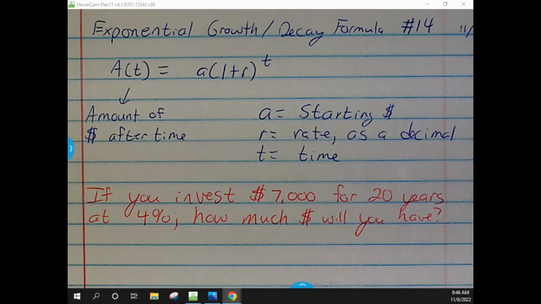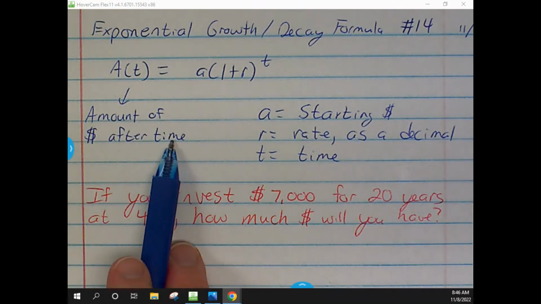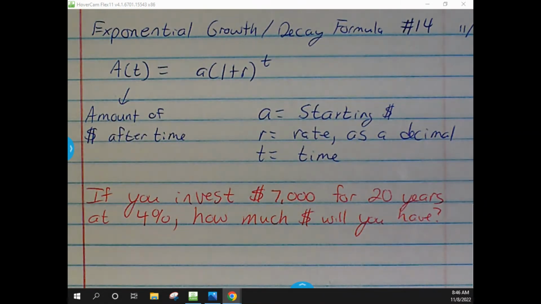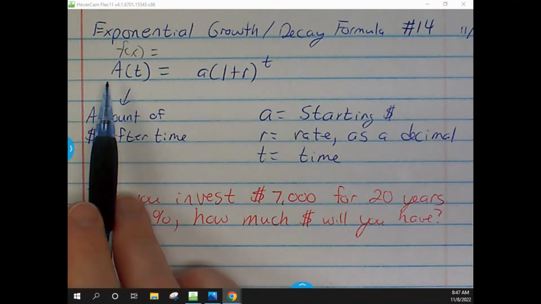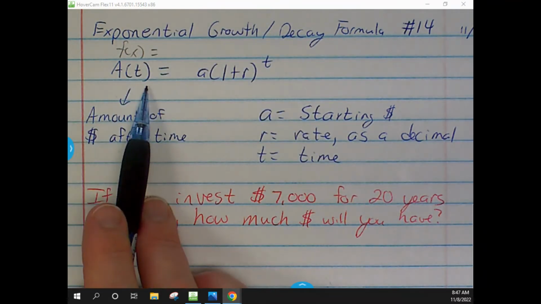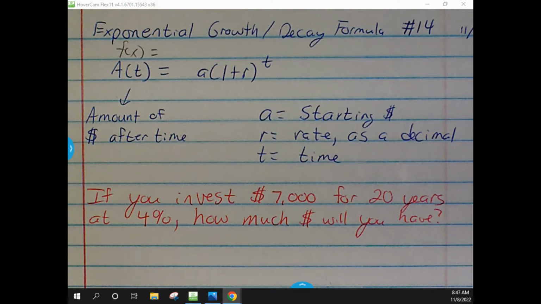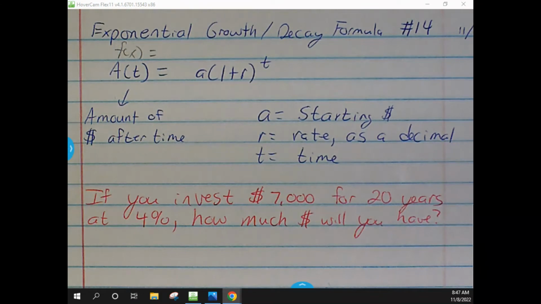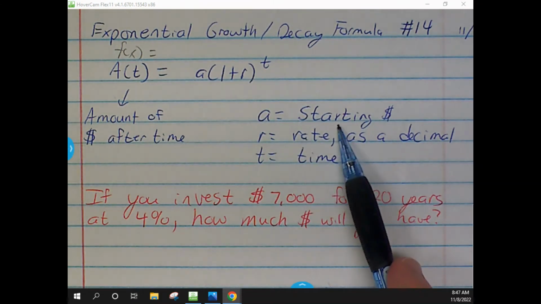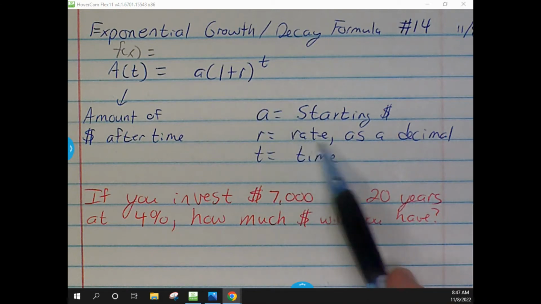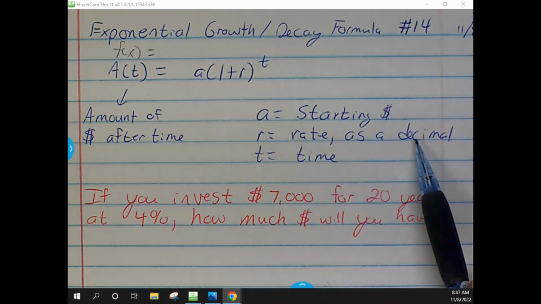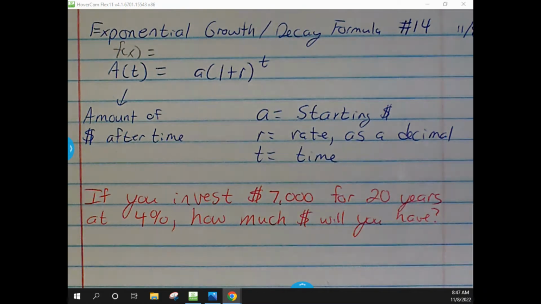So what we have again is A of t. That's the amount of money you have after whatever time it is you're working with. This is everything we've been doing so far. We've been doing functions. It's been f of x. But for this one, A stands for the amount and t stands for time. So it's still f of x, but in this case, it's A of t. It's the amount of money after time. Again, A is your principal, which is your starting money. r is going to be your rate, and you have to change it to a decimal, so you can punch it in the calculator and work with it. And t is going to be your time.